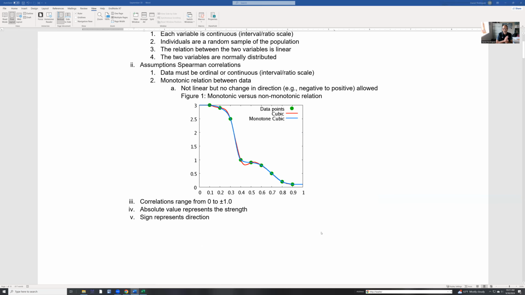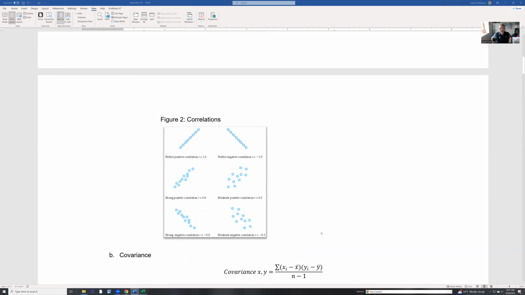Regarding correlations, all correlations range from 0 to plus or minus 1. The absolute value represents the strength of the relation, and the sign, whether it's positive or negative, represents the direction of the relation. So correlations can, well, here's a visual of a correlation. I actually like using this visual because it does two things. It shows you strength and direction. Remember, strength is the absolute value, direction is the sign.